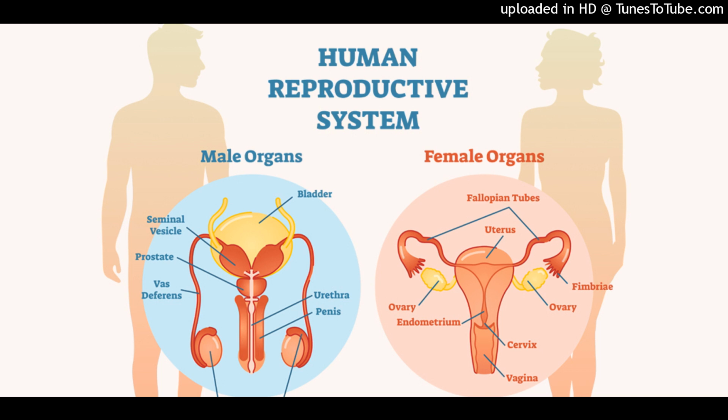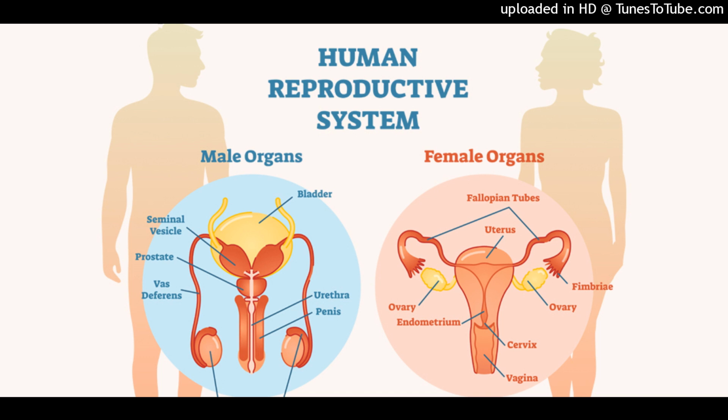External female reproductive organs. Collectively, the external female reproductive organs are called the vulva. These structures include the mons pubis, labia majora and minora, clitoris, structures of the vestibule, and perineum. Figure 3.1.